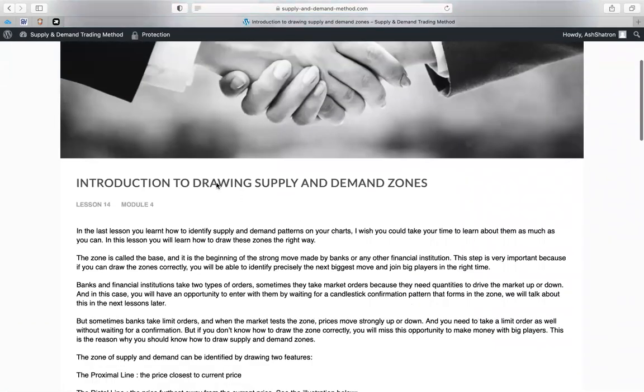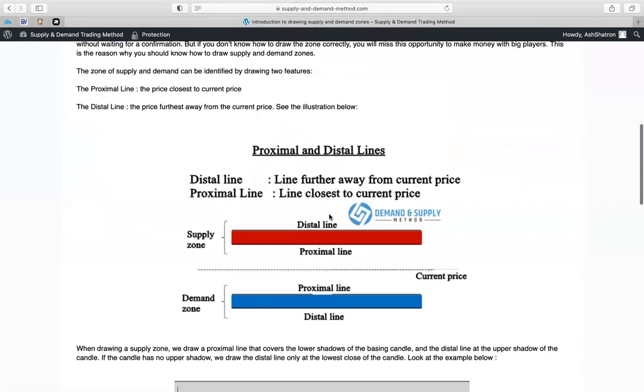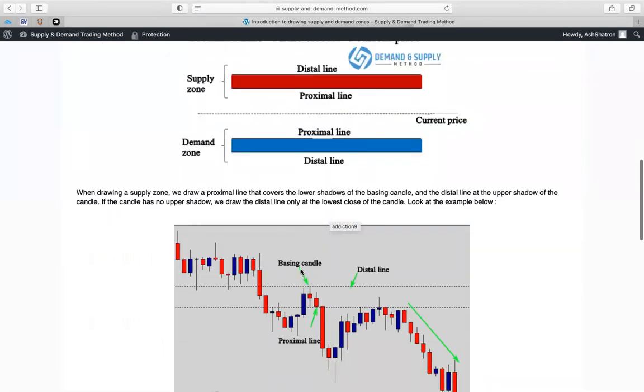Okay, so introduction to drawing supply and demand zones. How do you draw a supply and demand zone? We have something called the distal line, which is this, and then the proximal line, which is the base. The first line is going to be on top. The second line is going to be at the bottom, just like this, as you can see on this one. Now, this is how you draw the lines. Your first line is going to be at the basing candlestick before the momentum rally.